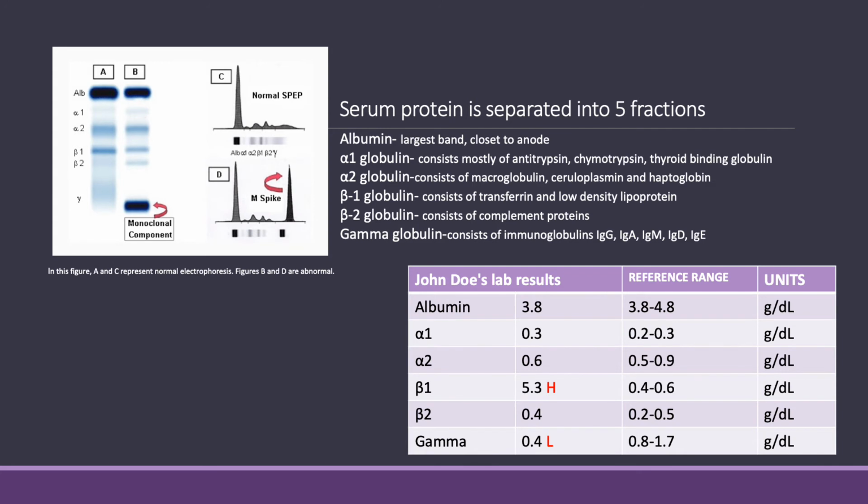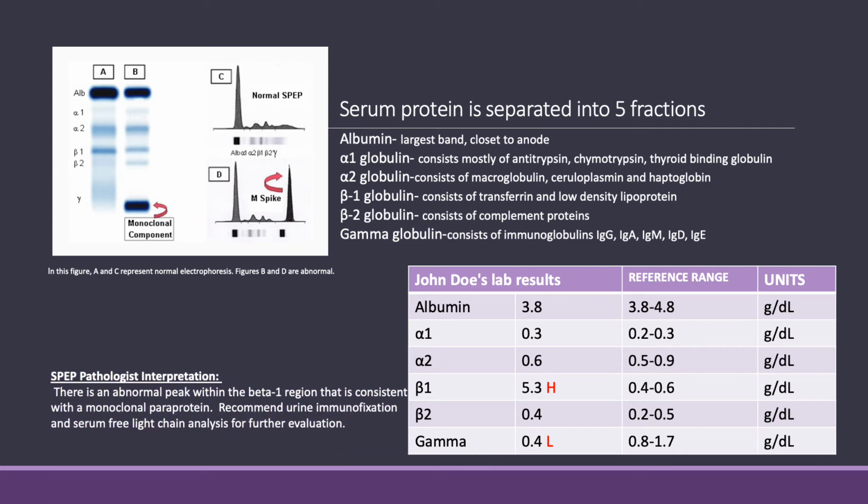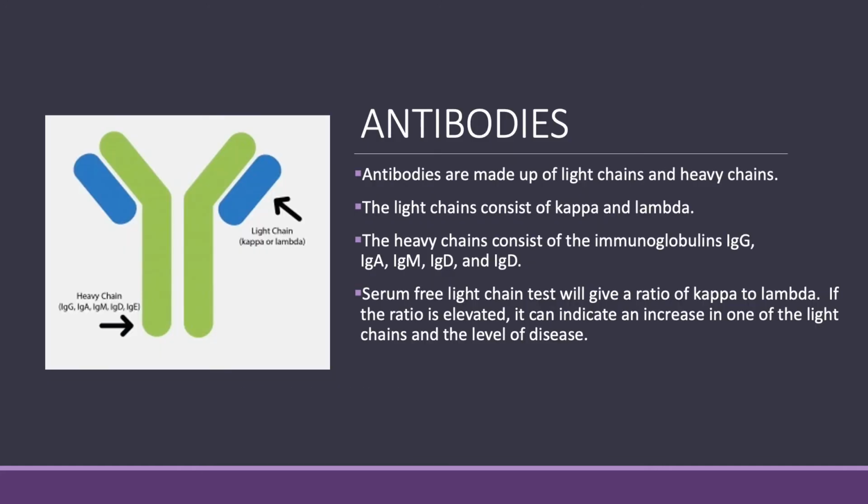Here are the patient's results, and the pathologist has interpreted that there is an abnormal peak within the beta-1 region that is consistent with a monoclonal paraprotein. He recommends urine immunofixation and serum-free light chain analysis. Antibodies are made up of light chains and heavy chains. The light chains will consist of kappa and lambda, and the heavy chains consist of immunoglobulins. Serum-free light chain test will give a ratio of kappa to lambda. If the ratio is elevated, it can indicate an increase in one of the light chains and the level of disease.